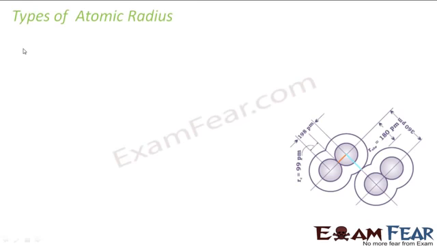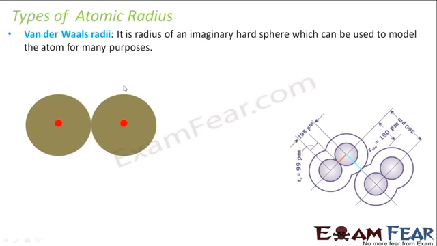Now we talk about the atomic radius. Before that, let's again discuss the types of atomic radius. We discussed this in class 11. There is something called van der Waals radius. This is the radius of the imaginary hard sphere which can be used to model the atom. For example, take two atoms bonded by a weak van der Waals force. Actually, there is no chemical bond between them, just a weak force of attraction. So this radius is my van der Waals radius. To find it, take the distance between the two nuclei and divide by 2.